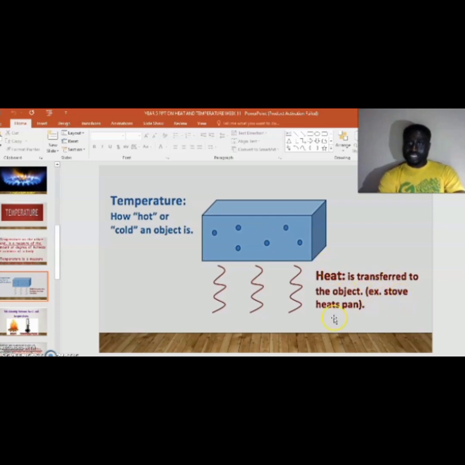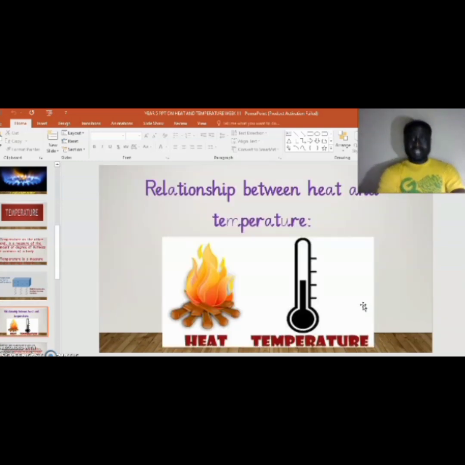Example, stove heats pan. When you put a pan on a stove, it will heat it up, and probably if you're boiling water or cooking food, after some time the food or water will gain heat, the temperature will rise, and it starts boiling until you are ready to use it, and it continues that way. Okay, now let's look at the relationship between heat and temperature.